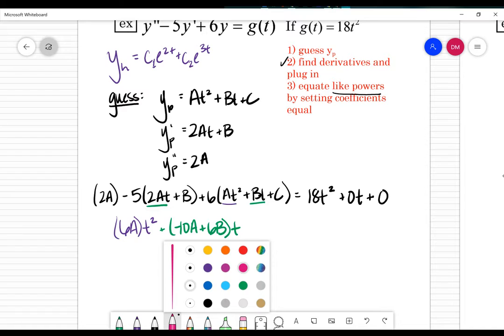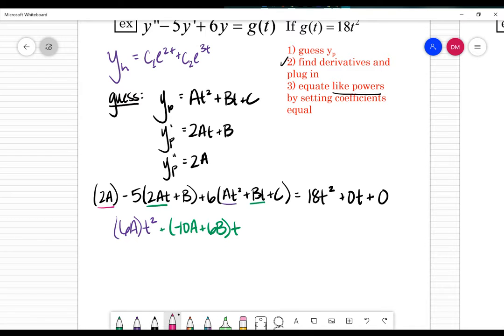Lastly, I have my just constants at the end. So it looks like I have a 2a, my negative 5 will get distributed to that b, and my positive 6 to that c. So 2a minus 5b plus 6c will be our constants. Now I line these up in descending order because that's what I have on the right-hand side. So again, this is where equating these things, I'll know if I did it correctly. I have a t squared term that's going to match up with the 18, a t term that's going to match up with 0, and a constant term that's going to match up with 0.